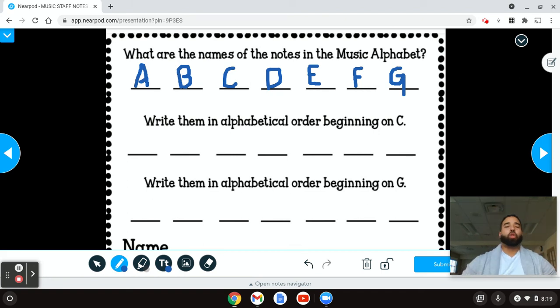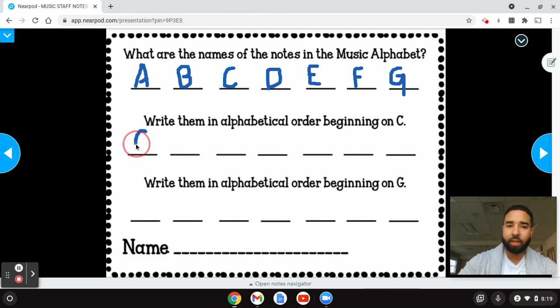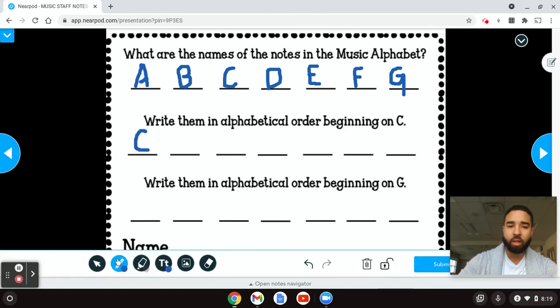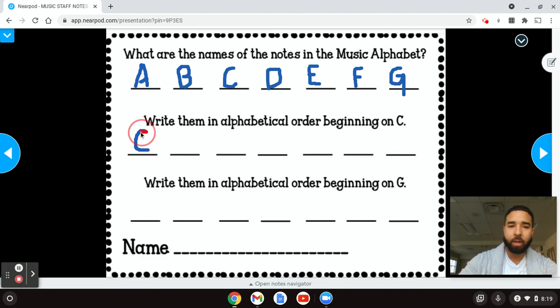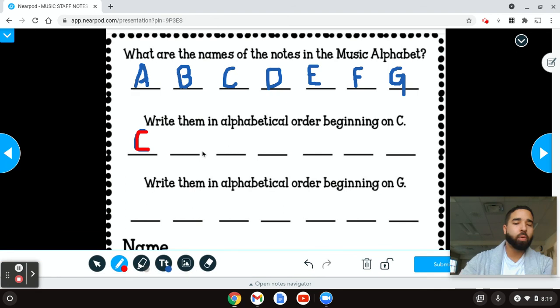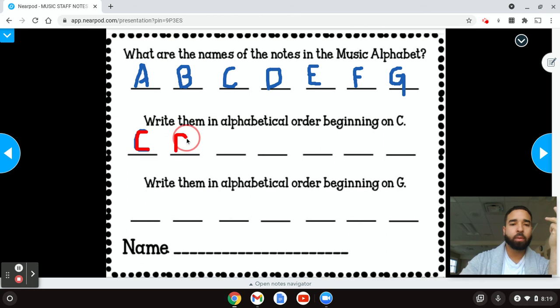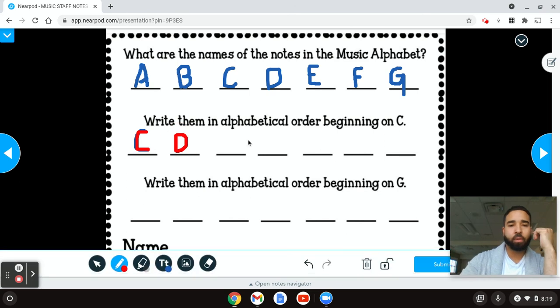All right. Let's do the second line. Now, the second line says write them in alphabetical order beginning on C. So the first letter we're going to put here is C. That's what we're beginning on. I'm going to change my color down here so I can have different colors. So now we're not starting on A, we're starting on C. So now what we're doing is just going in order from C. What comes after C in the alphabet? D comes next. After D comes E.